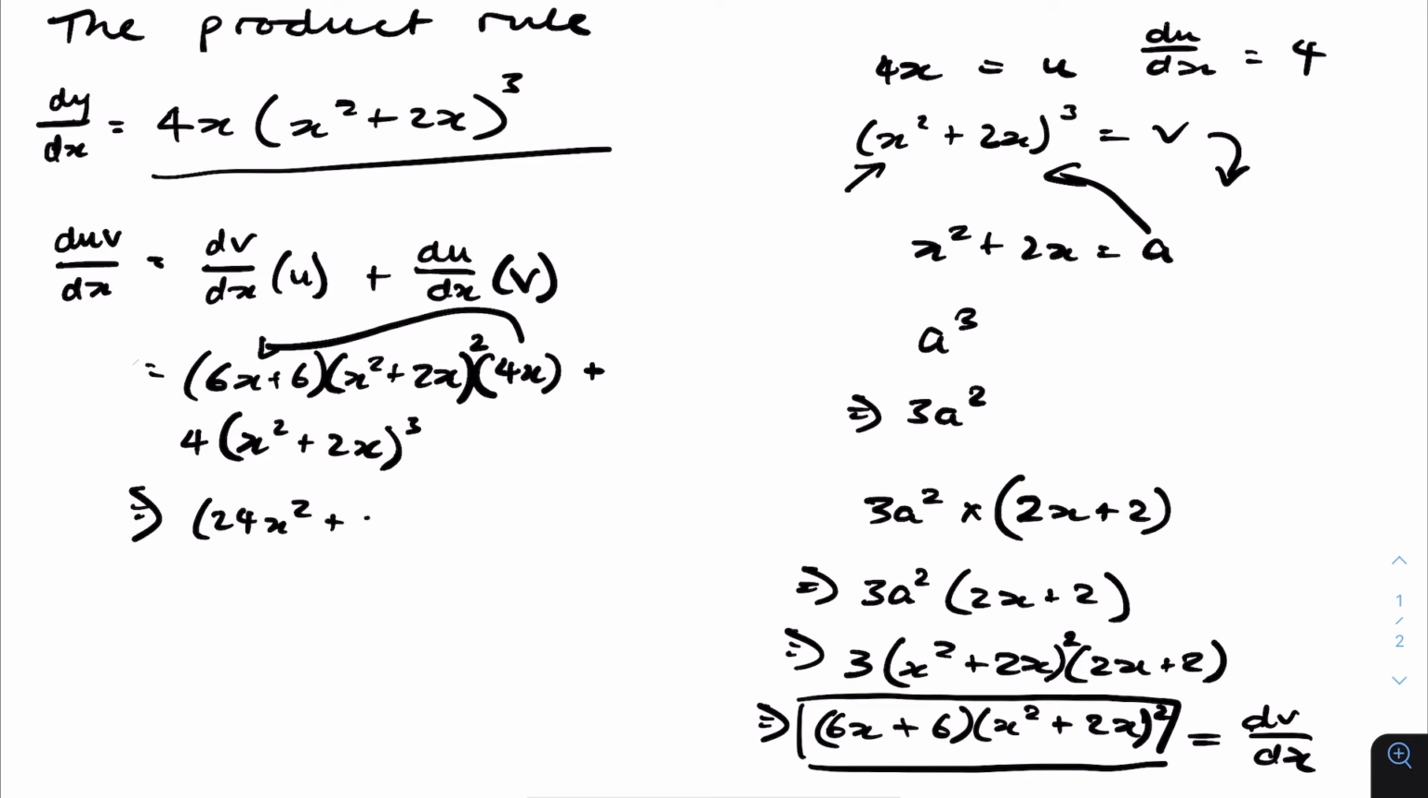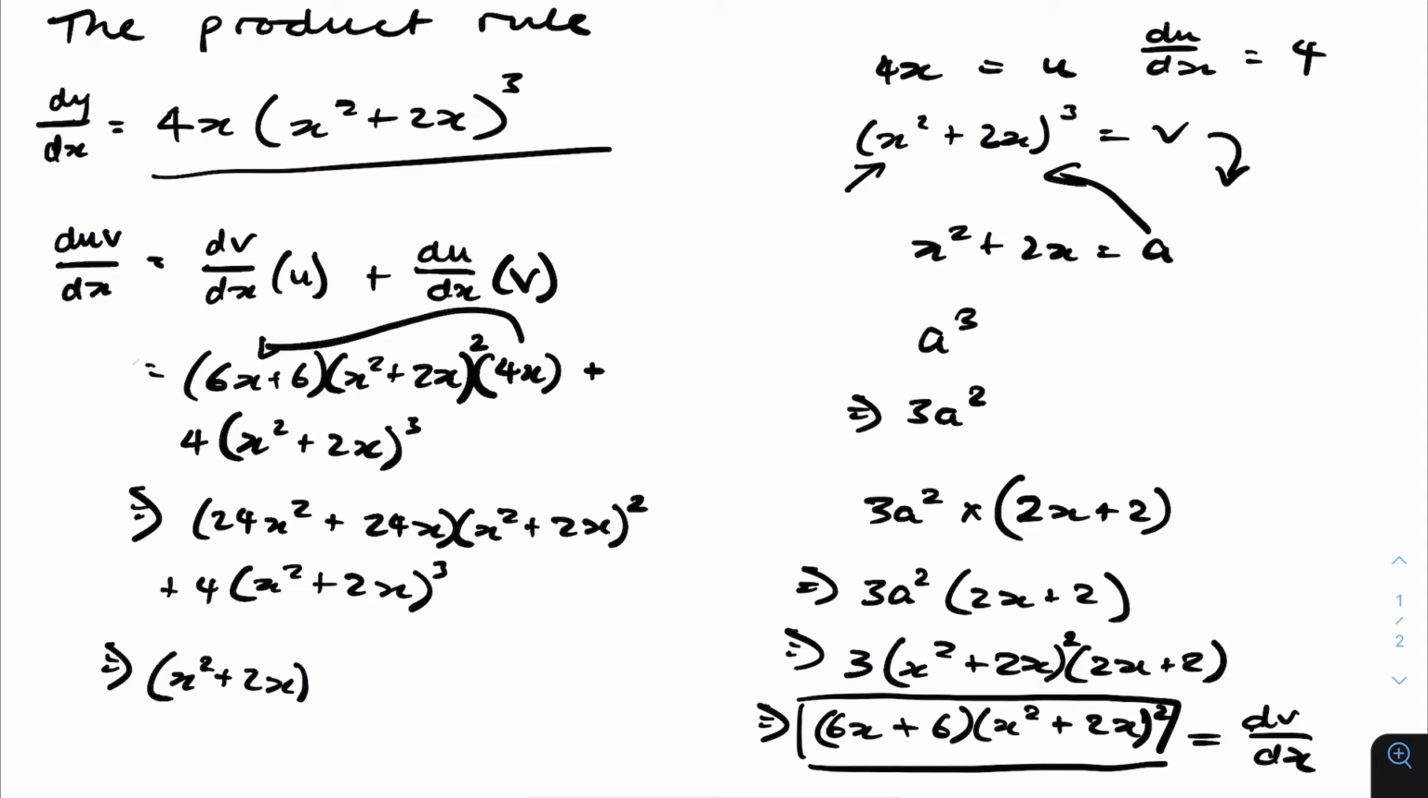24x squared plus 24x multiplied by x squared plus 2x, and then that's added to 4 times x squared plus 2x. If we're really picky, what we could do is even just factorize the x squared plus 2x, since they're multiplied by each term twice at least. What I'm saying is we just factorize x squared plus 2x squared, because they're in both terms. And then that's multiplied by 24x squared plus 24x plus 4x squared plus 2x.